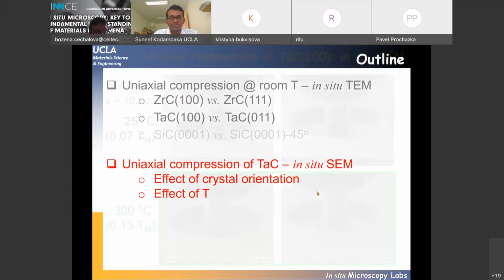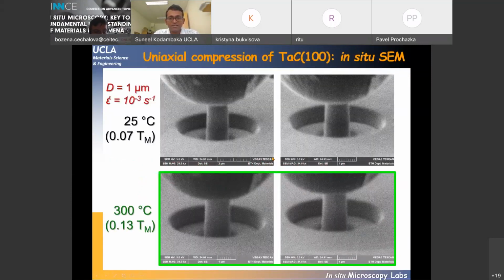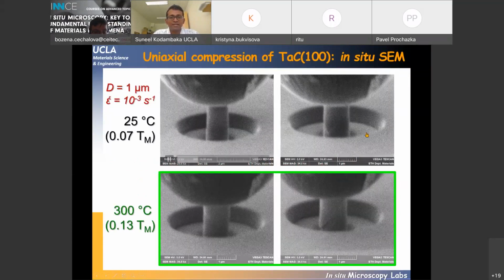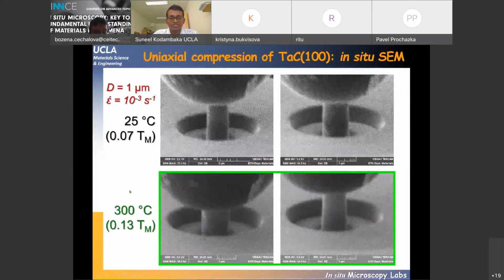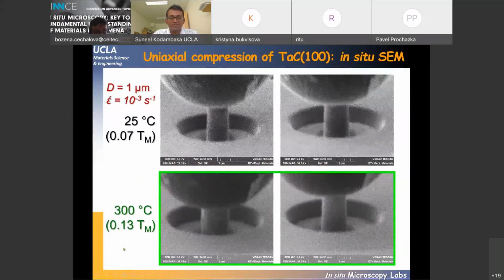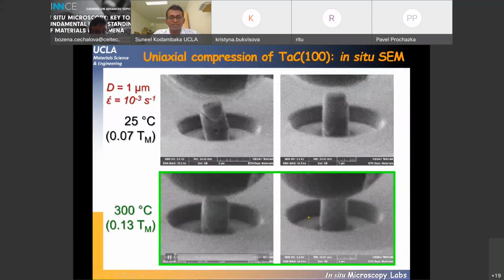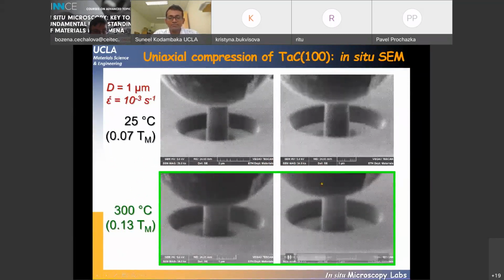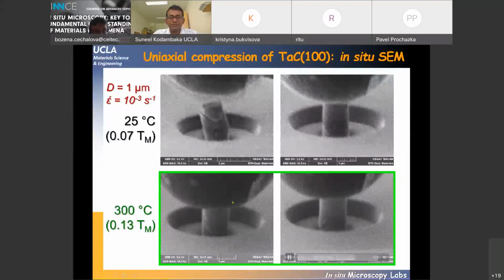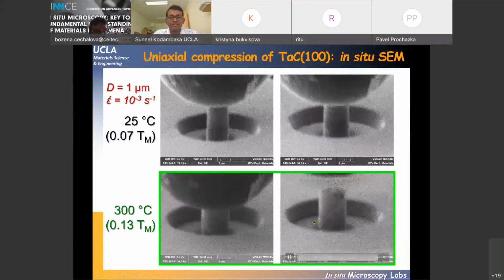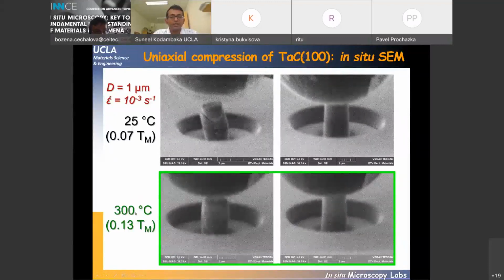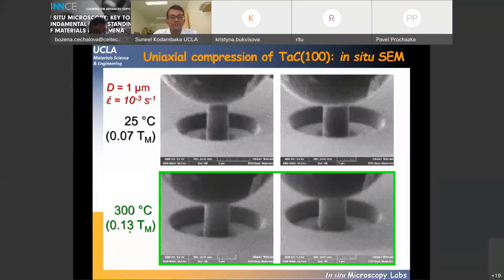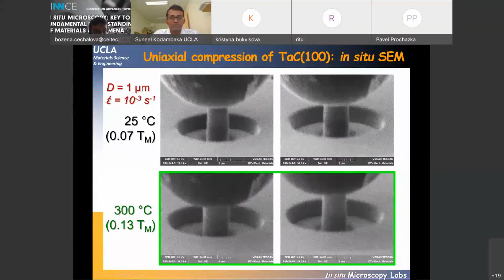And so these are in situ scanning electron microscopy measurements of uniaxial compression done at room temperature all the way up to 600 degrees Celsius. And this particular set of data is from 300 degrees C. So again, these are diamond pillars, diamond platens that are used to compress, and the sample is maintained at a given temperature. Now, I should indicate that these are very low temperatures for these materials.